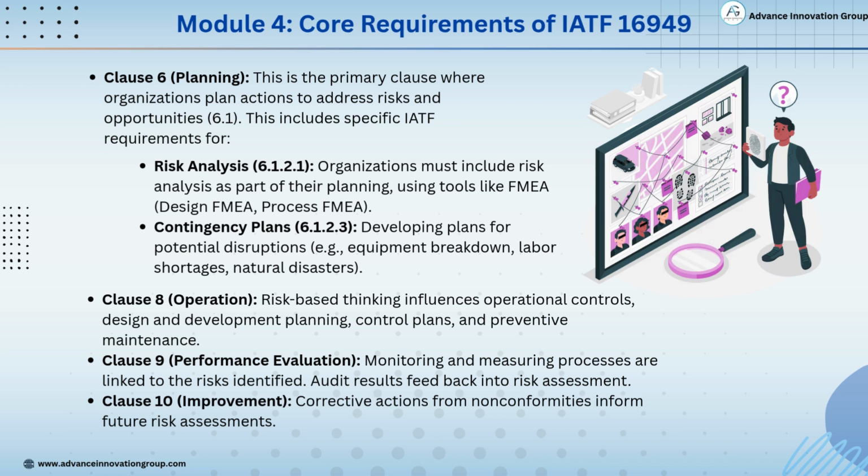Clause 6, Planning. This is where organizations plan actions to handle risks and opportunities. It specifically includes risk analysis, 6.1.2.1. Organizations need to use tools like FMEA, both design and process FMEA, to analyze risks during planning. Contingency plans, 6.1.2.3. This involves preparing for possible disruptions like machine breakdowns, labor shortages, or natural disasters.